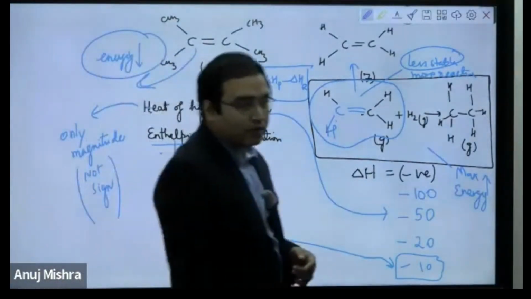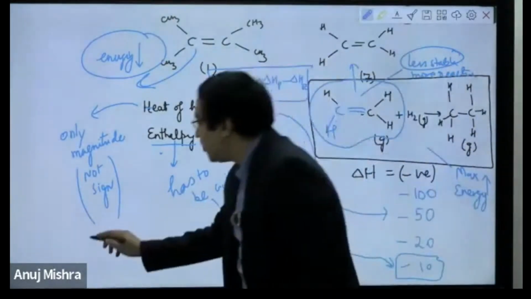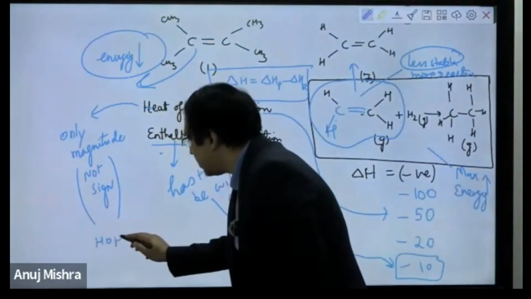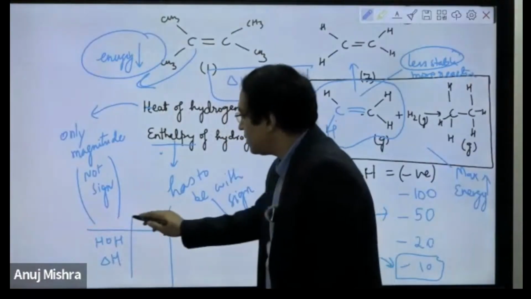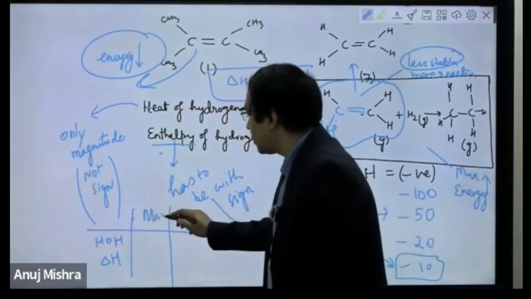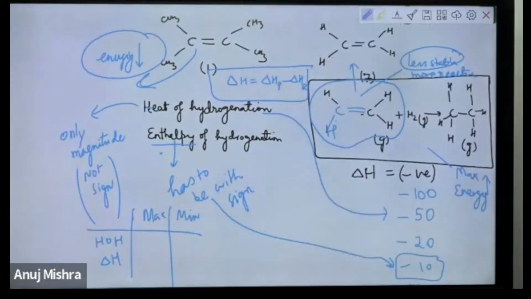Are you understanding this or not? So अब मेरे को आंसर बताना प्लीज. अगर मैं बोलूं HOH and delta H, तो HOH का आंसर बता दीजिए पहले. 1 और 7. HOH max, HOH min, बताओ. मैक्सिमम हीट ऑफ हाइड्रोजनेशन किसके केस में मिलेगा?